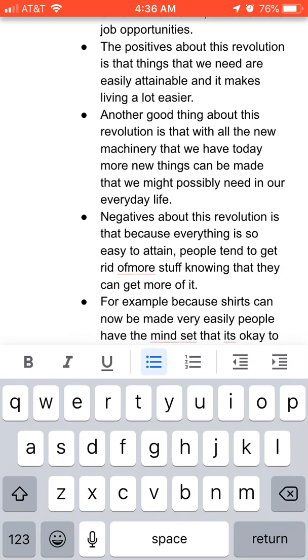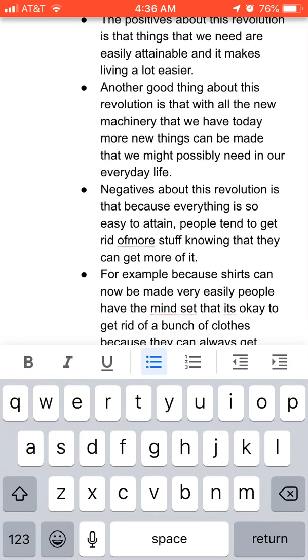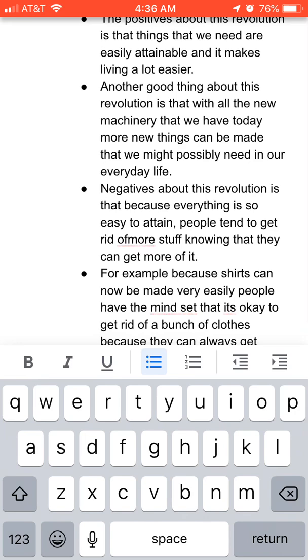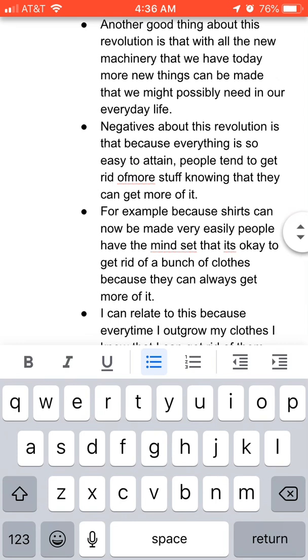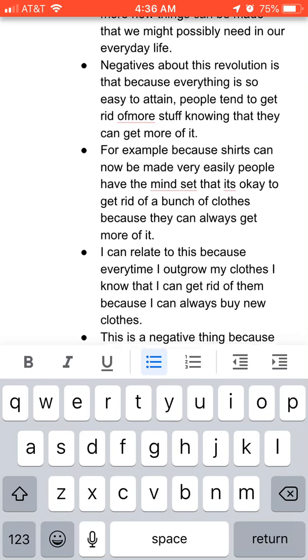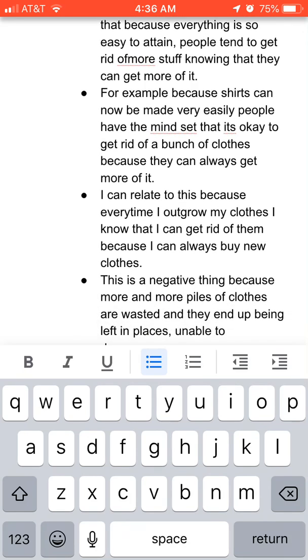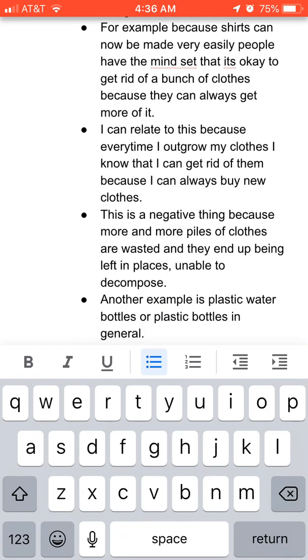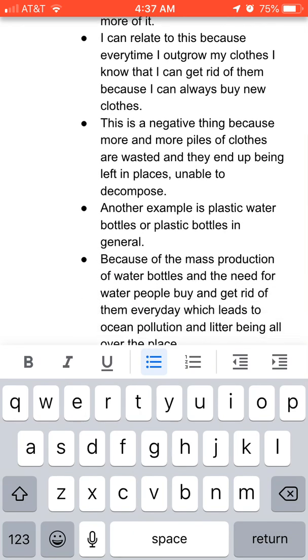Negatives about this revolution are that because everything is so easy to attain, people tend to get rid of more stuff knowing that they can get more of it later. For example, because shirts can be made very easily, people have the mindset that it's okay to get rid of a bunch of clothes because they can always get more of it. I can relate to this because every time I outgrow my clothes, I know that I can get rid of them because I can always buy new clothes. This is a negative thing because more and more piles of clothes are wasted and they end up being left in places, unable to decompose.